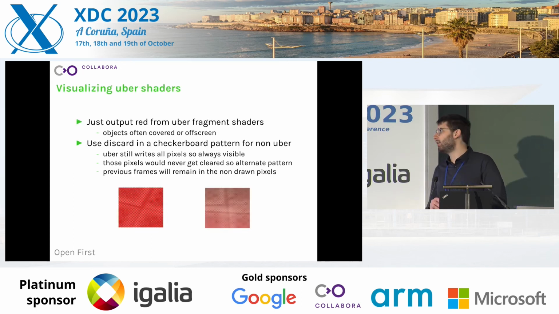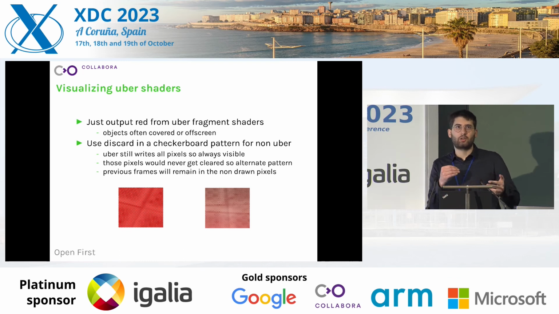Now I want to talk a bit about visualizing Uber shaders in action. So a simple idea is just outputting red whenever we use the Uber shader. But this doesn't really work in practice because objects almost always would be covered or off screen. The idea is the game is not going to render stuff, it's not going to do perfect culling.